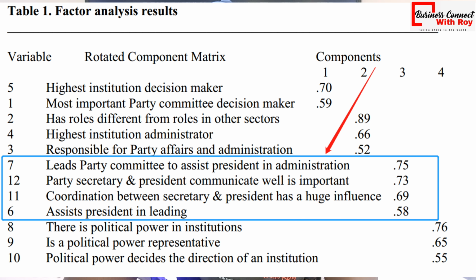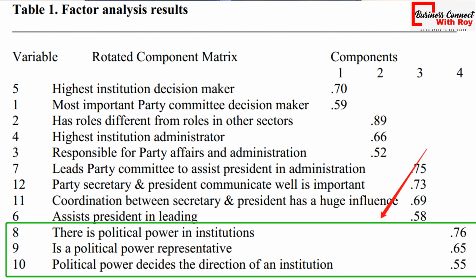The variables 6, 7, 11, and 12 are related to the role of the coordinator. These 4 variables demonstrate that the party secretary assists the president in administration, and the coordination between the secretary and the president has a huge influence on the operation of the institution. Further, he said variables 8, 9, and 10 are related to the role of political power representative. These 3 variables display that the party secretary is the political representative of the party's power, and that the political power decides the direction of an institution.